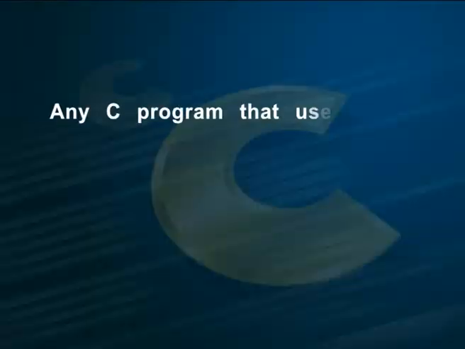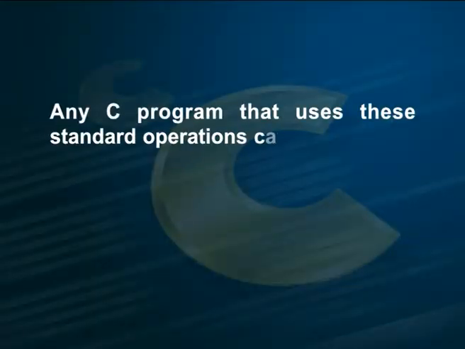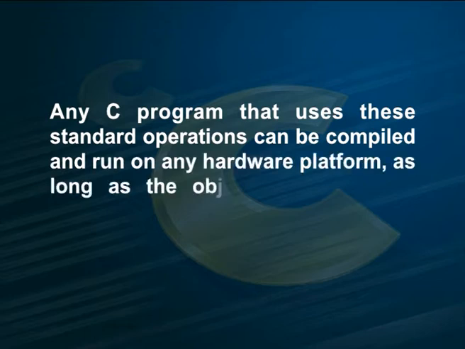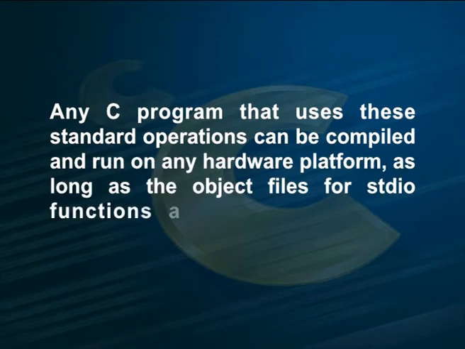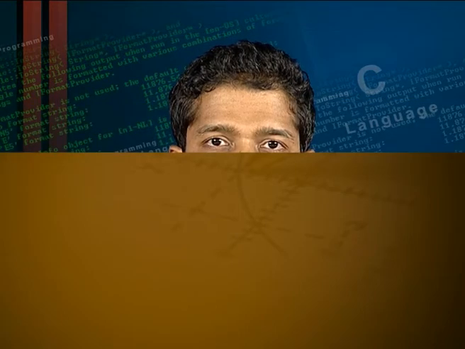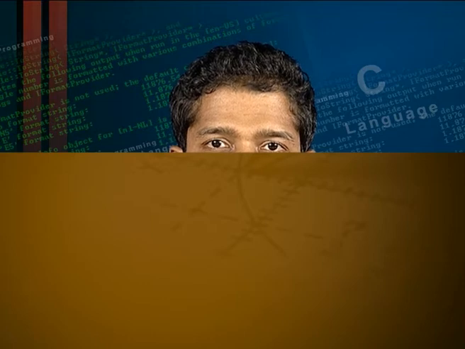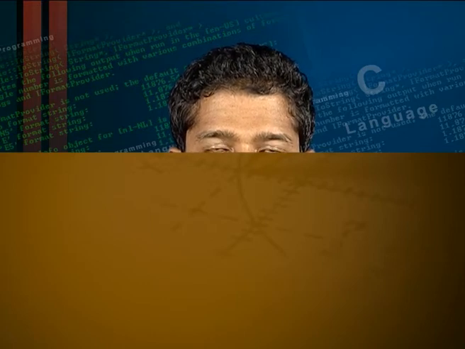Any C program that uses these standard operations can be compiled and run on any hardware platform as long as the object files for stdio functions are available on that platform. The standard input and output library considers input or output as just a stream of text characters. It is a very simple model. That is why it does not support a complex graphical interface directly.